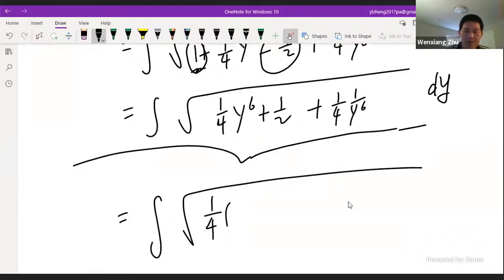then what's left underneath that square root? The first one will be y to the 6th power. What's the second term? You'll put the 2 here. And the last one will be 1 over y to the 6 dy.